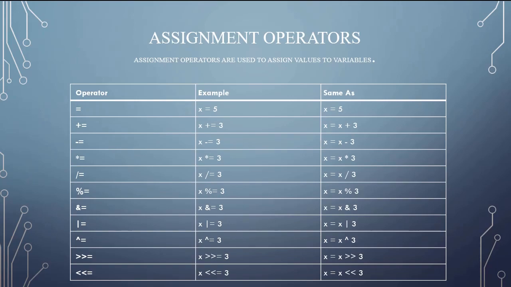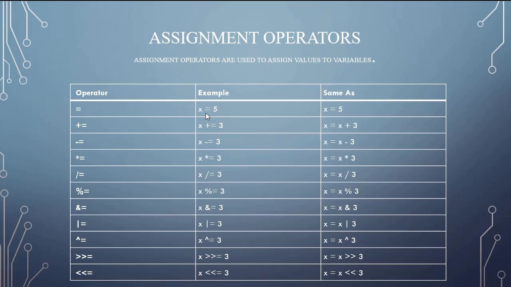Assignment operators are used to assign values to variables. These all belong to the assignment operators: equal to, add and assign, subtract and assign, multiplication and assign, division and assign, modulus and assign, bitwise and assign, bitwise or and assign, bitwise exclusive or and assign, bitwise right shift and assign, bitwise left shift and assign.